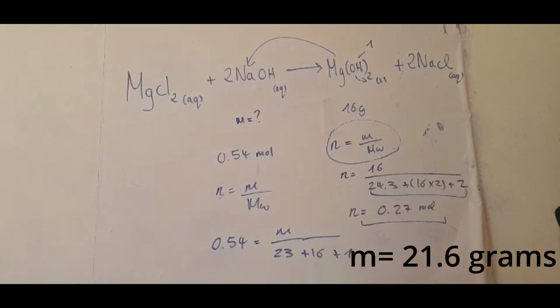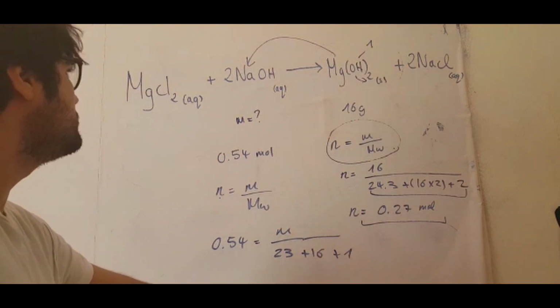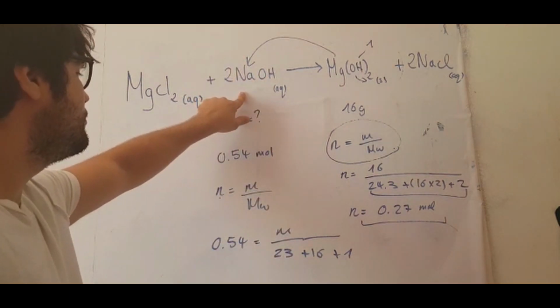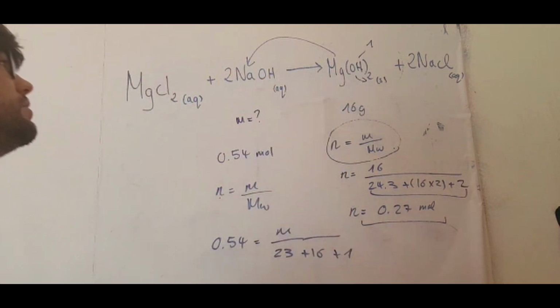So what does this mean? This means that if I put 21.6 grams into this reaction, I will obtain 16 grams of magnesium hydroxide. Simple.